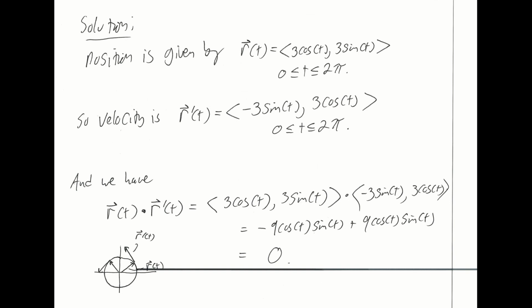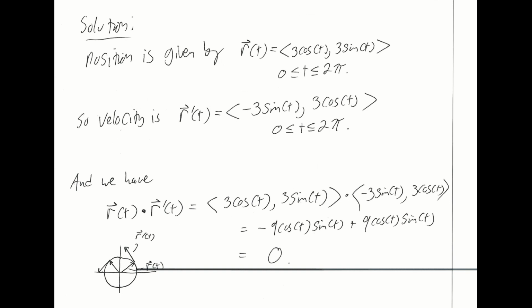r hat of t is going to be 3 cosine t, 3 sine t, where t is allowed to go from 0 to 2 pi. This is the parameterization that we discussed when we discussed parameterizations of circles generally, for a circle of radius 3 taken in the counterclockwise direction. That's my position vector. That gives me position on the circle for all values of t, and some value of t corresponds to every point along the circle. I can find the velocity vector in a straightforward way just by taking component-wise derivatives.